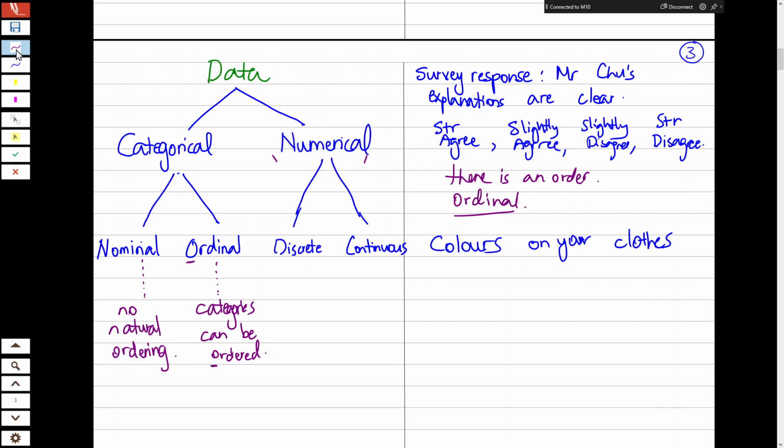What do we think? Is this going to be nominal? Is this going to be ordinal? Is there an ordering to the colors? Unless you do it like in rainbow. Yeah, but what if your color isn't on the rainbow, like white or black? So, no natural ordering. But if the rainbow was the only source of our colors, then maybe you could argue that. So yeah, nominal.